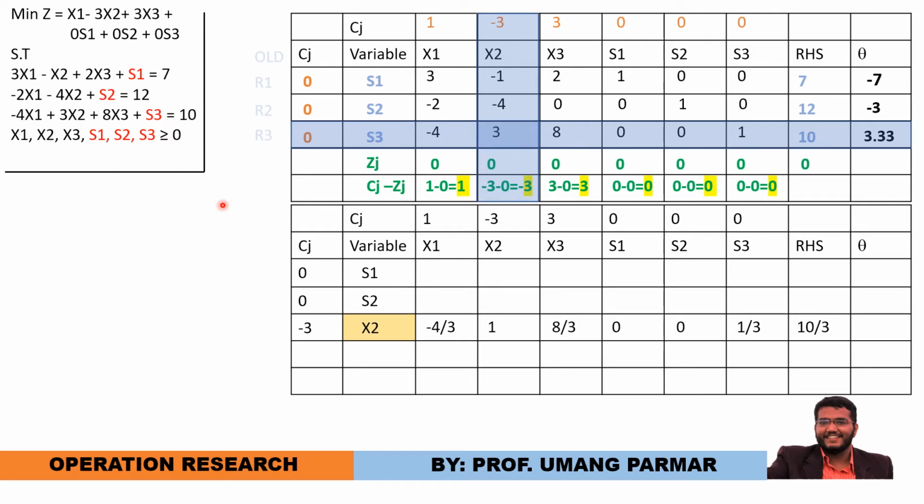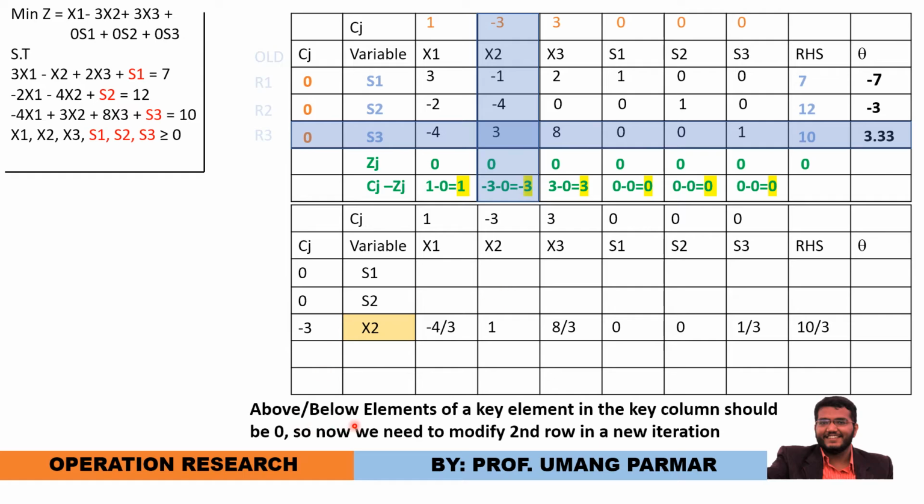Now after modification of the key row, we are going to modify the other two rows, and we want 0 and 0 here in the column of x2. So above or below elements of the key element, that is, if there are other rows here, then the above and below elements will be 0. To make that, we need to modify the above and below rows.